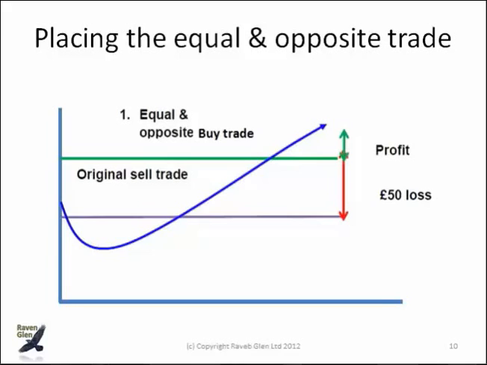and this time of course the equal and opposite trade would be a buy trade, so that if the price continues to go against that original trade, the buy trade will go into profit by an ever greater amount, matching the increasing loss of the sell trade, and we'll have that loss trapped again. In this example, the £50 loss will not get any worse.